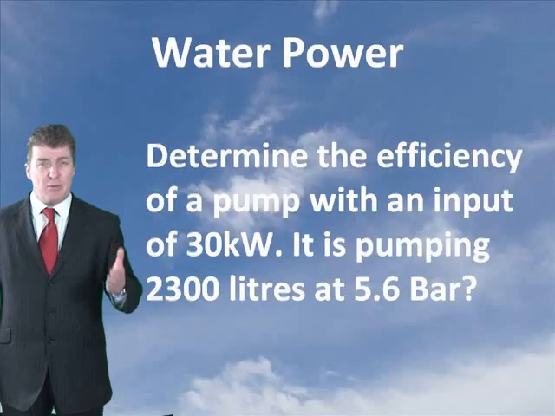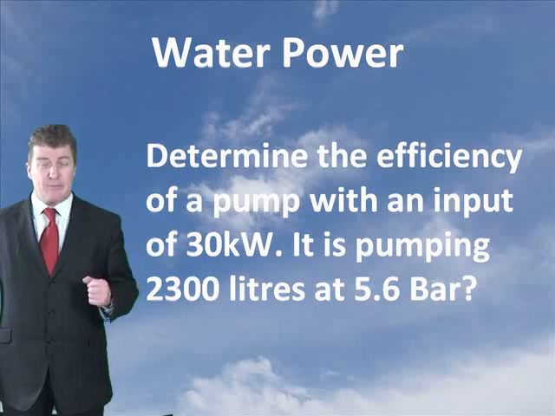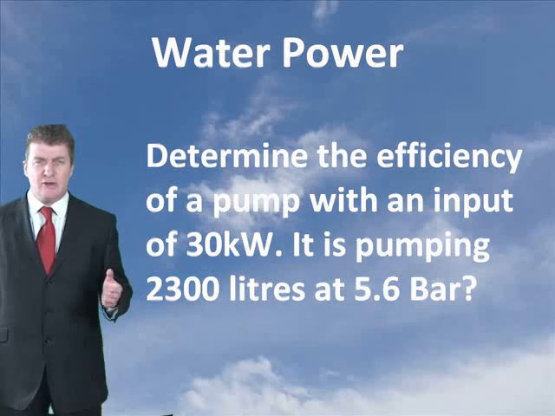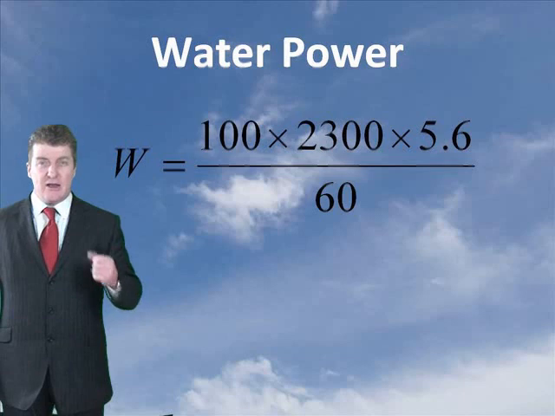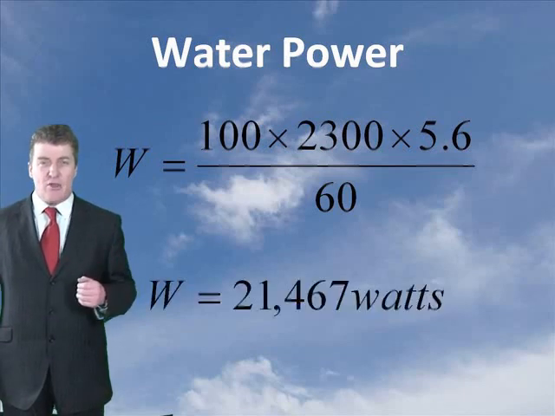So let's do an example. Determine the efficiency of a pump with an input, that's the brake power, of 30 kilowatts, and it's pumping 2,300 litres a minute at 5.6 bar. What you have to do first of all is determine the water power available, and this is the formula here. If you put in the known variables in there, you get a water power of 21,467 watts.